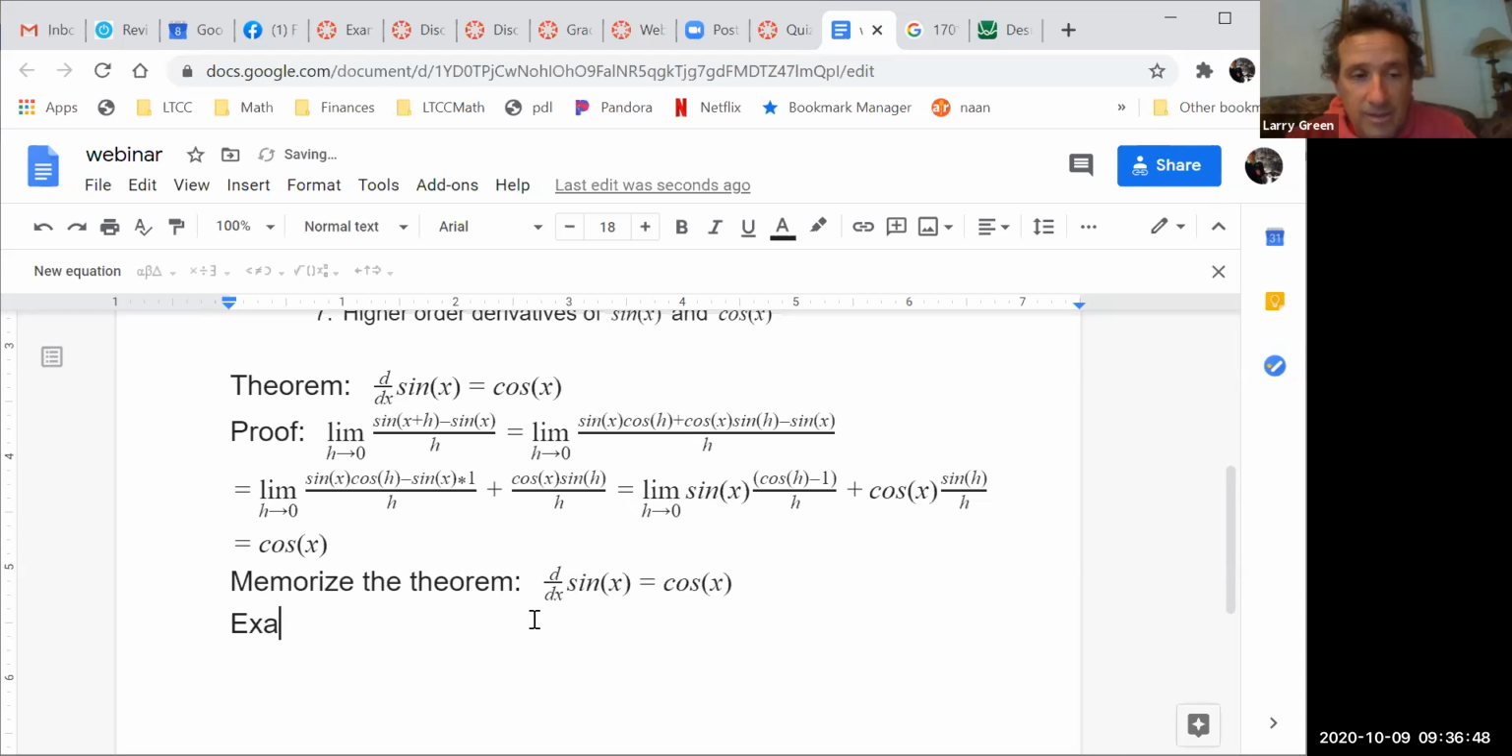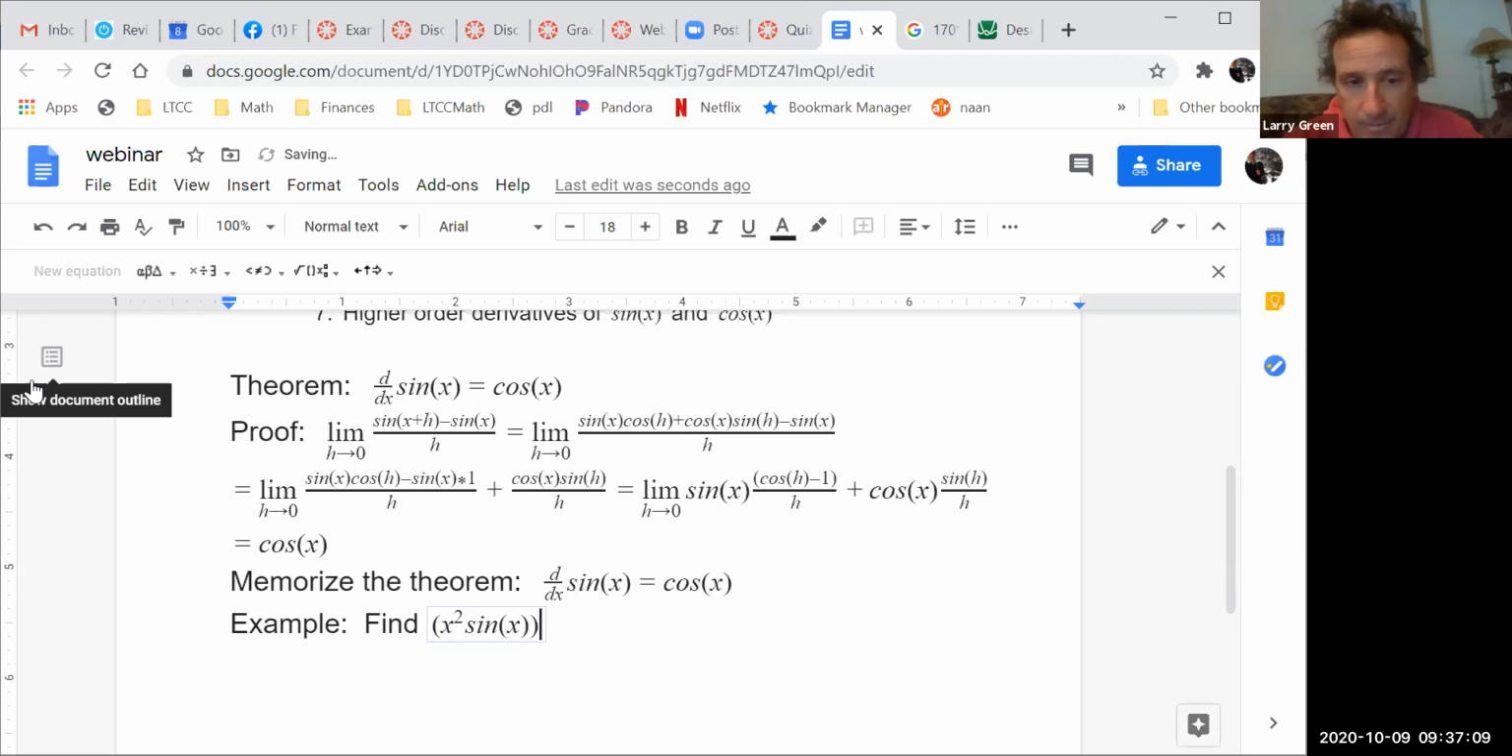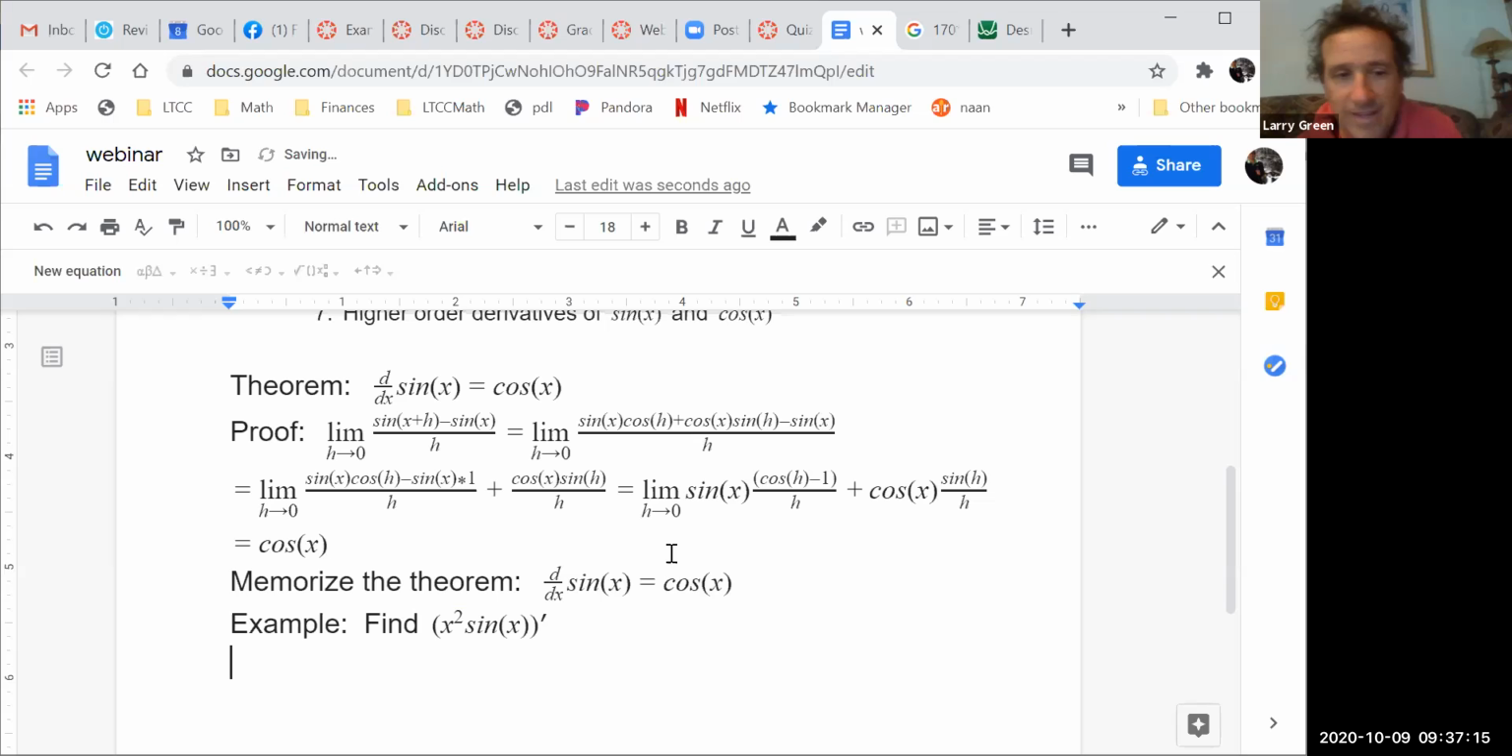So let's do an example. And let's see if you can do it, and then I'll go ahead and do it too. Find the derivative. So maybe I'll write it this way: find x squared times the sine of x, prime. So what is the derivative of x squared times the sine of x? Let's see if you can do it. It's not that hard, but you have to bring together what we did today and what we did on Monday. So I'm going to give you a moment. It shouldn't take more than a minute.